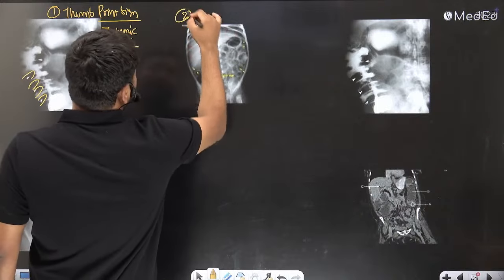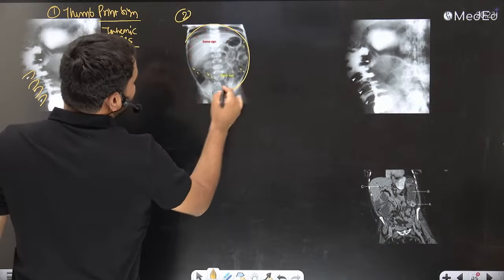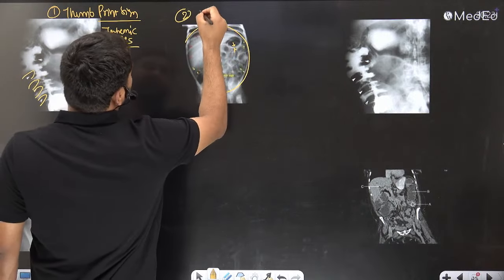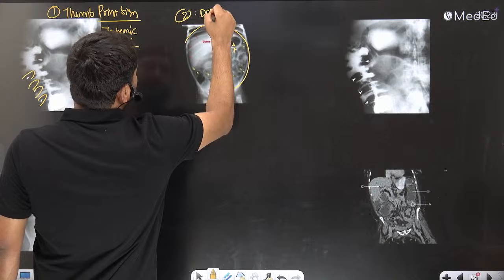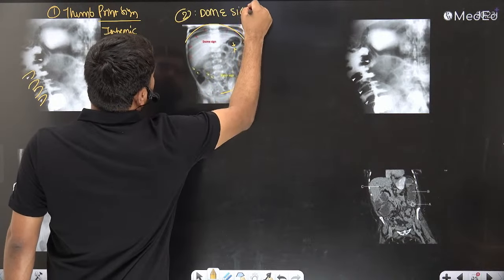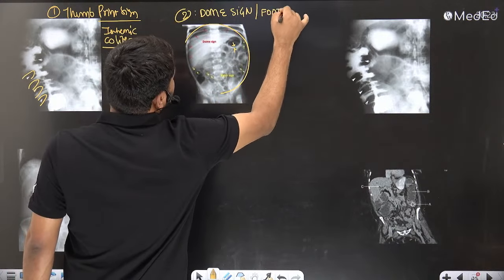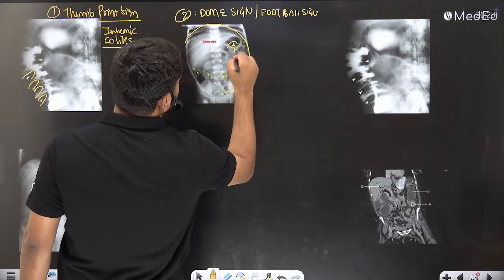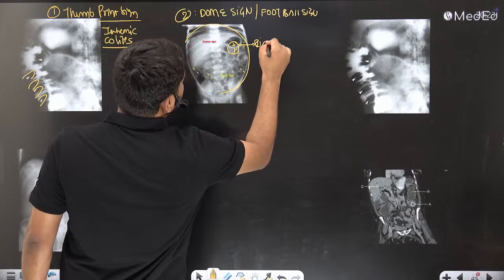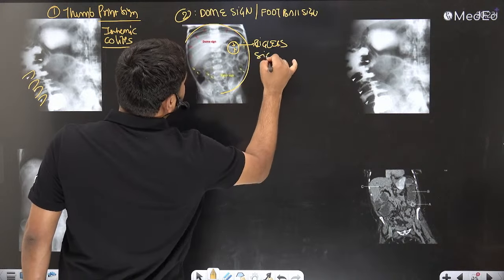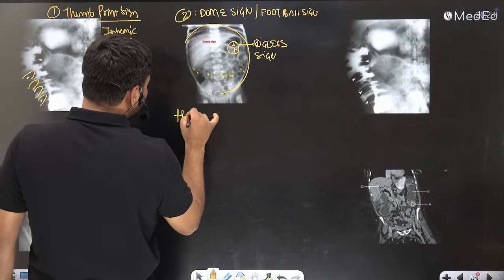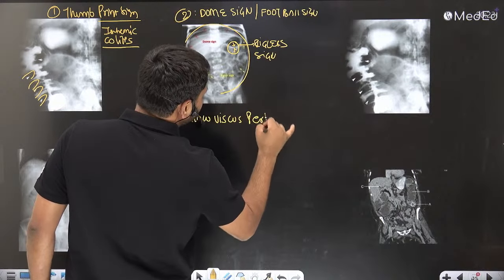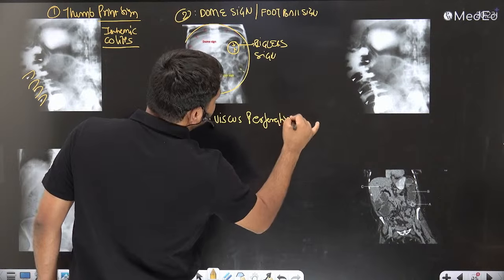Image number two, you can see there is a massive distension and the bowel wall is also clearly visualized. This is what we call the dome sign, also called the football sign, or visualization of the bowel. This is what we call Rigler's sign. All these indicate hollow viscus perforation.